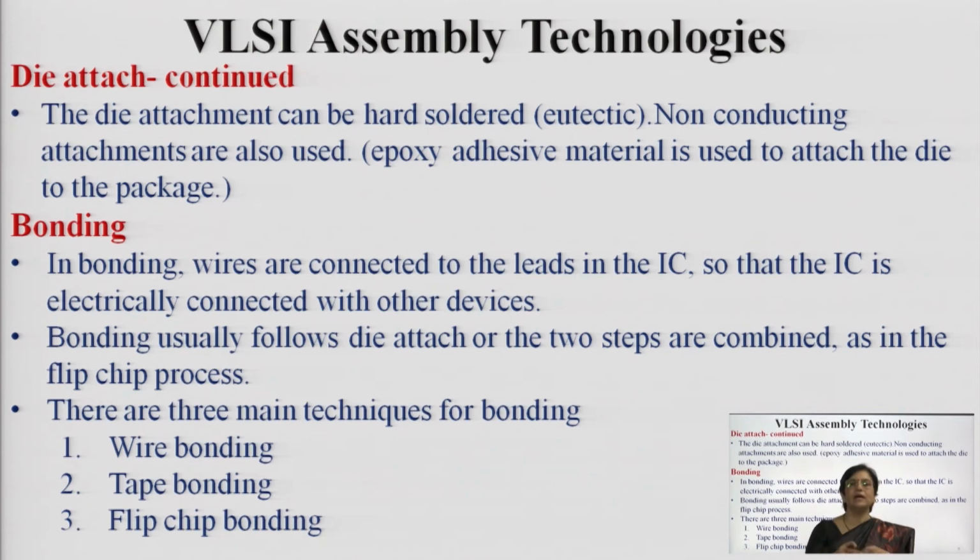Then once you attach, you have bonding. The bonding wires are then connected to the leads of the IC, so that the IC can be electrically connected to the outside devices or other circuits. Bonding usually follows die attach, or the two steps are combined in a flip chip process. Both attachment as well as bonding will be combined together in a flip chip process.